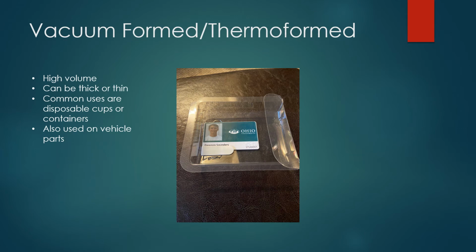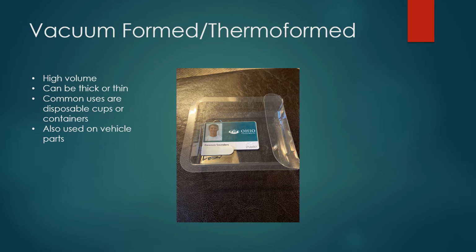Next up is vacuum formed or thermoformed plastic. Vacuum formed or thermoformed plastic is typically used in high volume applications. That meaning that there's going to be a lot of the same things repeated over and over. Similar to that is just the plastic part of a pack of command strips in the picture. However, it can be thick or thin.